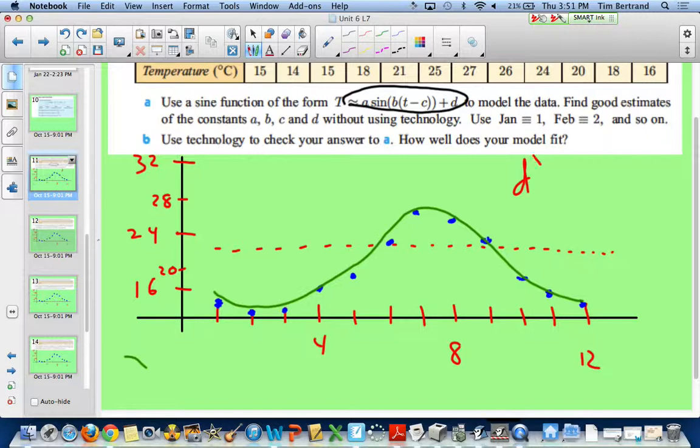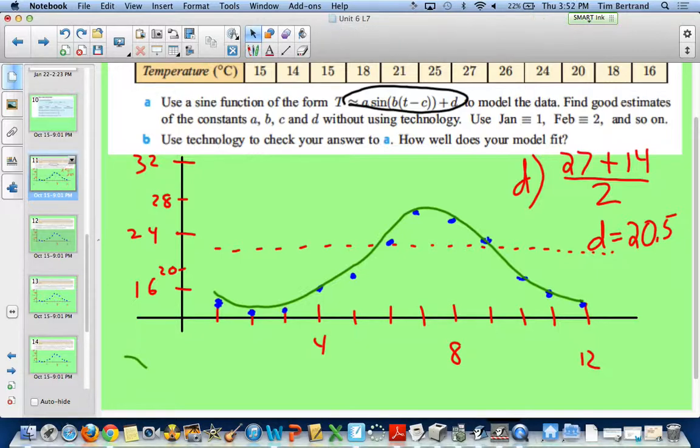So to find D, I'm going to look for my maximum value, and I can see that's in, I think, the 7th month, and it's 27 degrees. So I'm going to take 27, and then add the lowest one. It looks like month number 2 right down here is 14 degrees, and I'm going to divide that by 2. So I'm finding the average, and it looks like that's about 41 divided by 2, so D is going to be 20.5. And maybe that's a little off on my graph there. Maybe I drew the red dotted line a little high, but it makes sense, I hope.